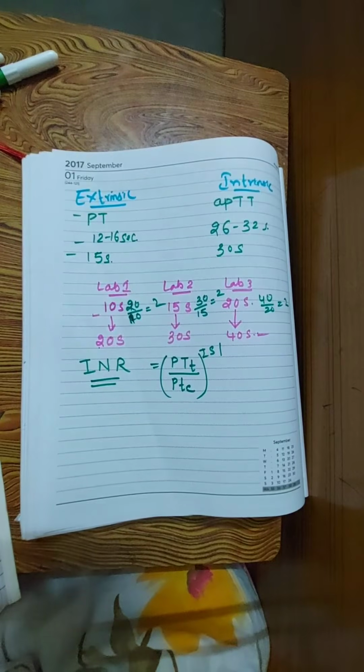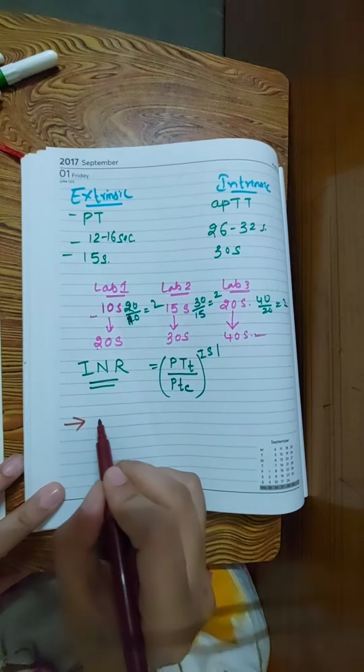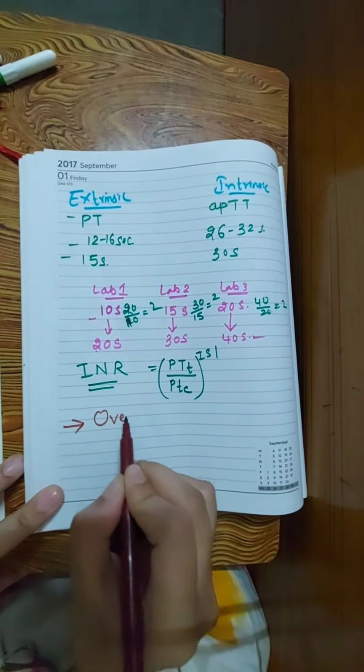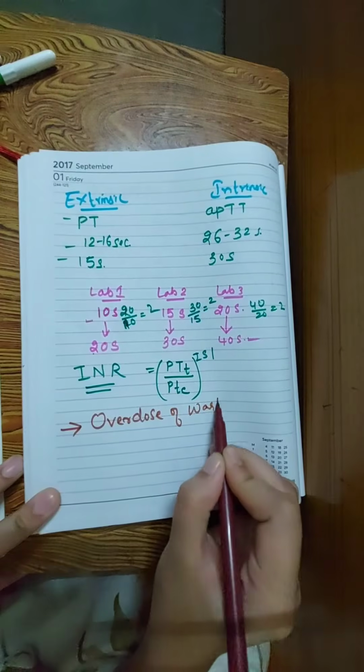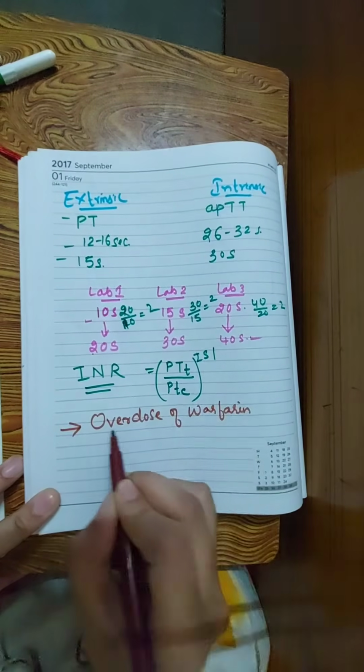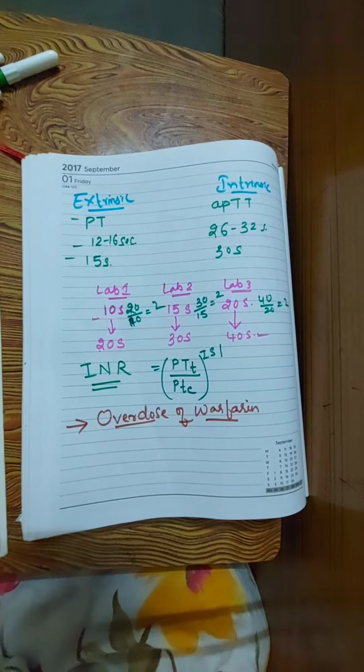Now another important thing that we need to know in relation with warfarin is, whenever we consume an overdose of warfarin, what to do? Okay, whenever we are consuming an overdose of warfarin, yes, obviously it can result in bleeding.